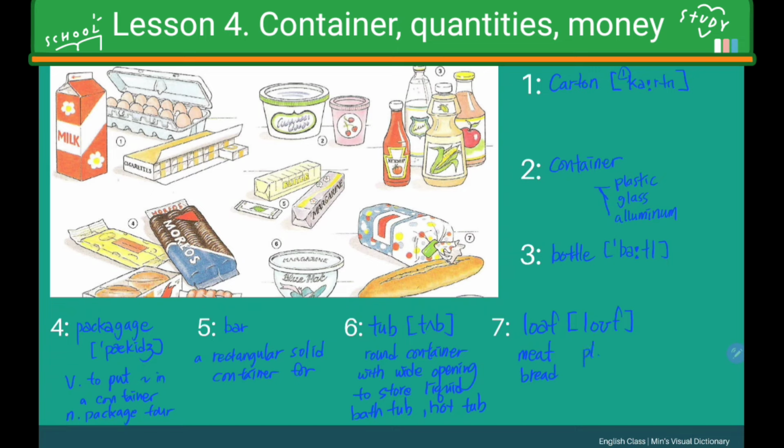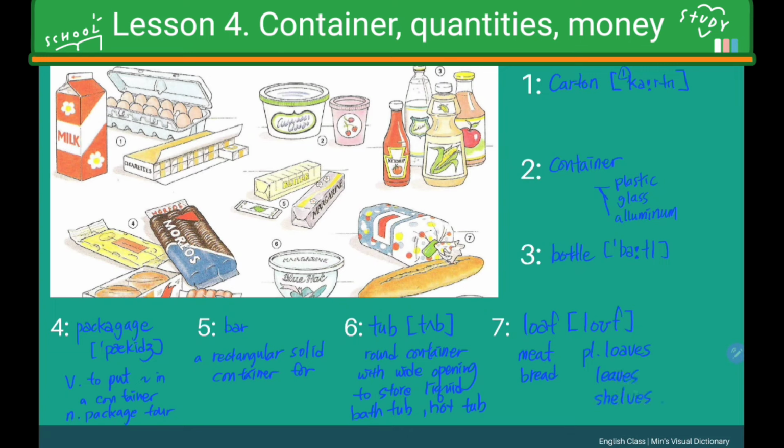The plural form of this one is loaves. When we have a noun that ends in F, we change F to V and put ES at the end to make it into plural form, as in leaves or shelves. All right, let's move on.